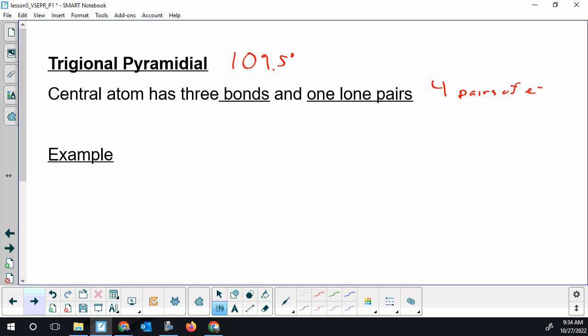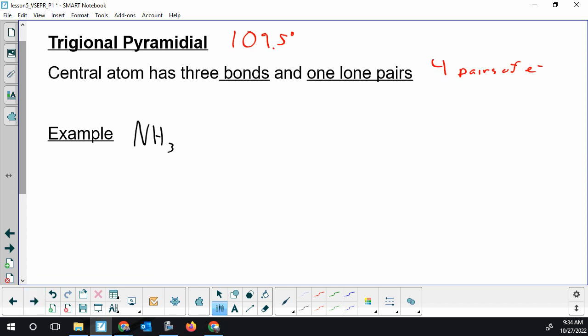So let's look at some examples. Ammonia is going to be like this. Now nitrogen has a lone pair and 3 singles. Those 3 singles make those 3 legs we saw before, but the top doesn't have a bond. The angle between any of those electrons would be 109.5. We get the same bond angle.